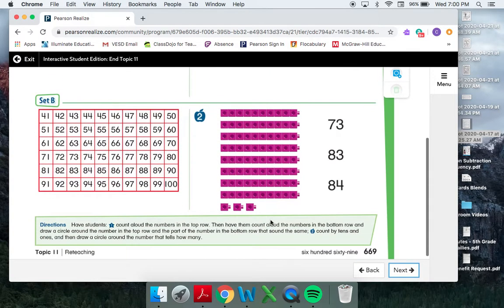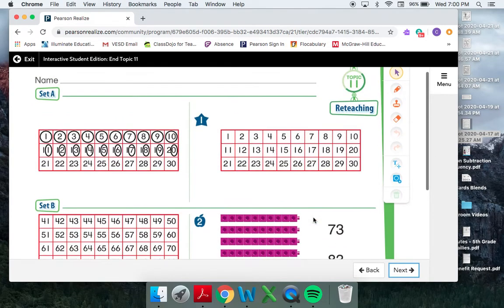So you can follow the instructions down here: count aloud the numbers in the top row, have them count the numbers in the bottom row, and draw a circle around the number in the top row and the part of the number in the bottom row that sound the same. So they're going to say 1, 2, 3, 4, 5, 6, 7, 8, 9, 10. 11, 12, 13, oh, I'm sorry, we're doing the bottom row, 21, 22, 23. So we're going to say, okay, you said 1 and 21. Which parts were the same? Well, we both said 1 in these, so the ones place is the same.